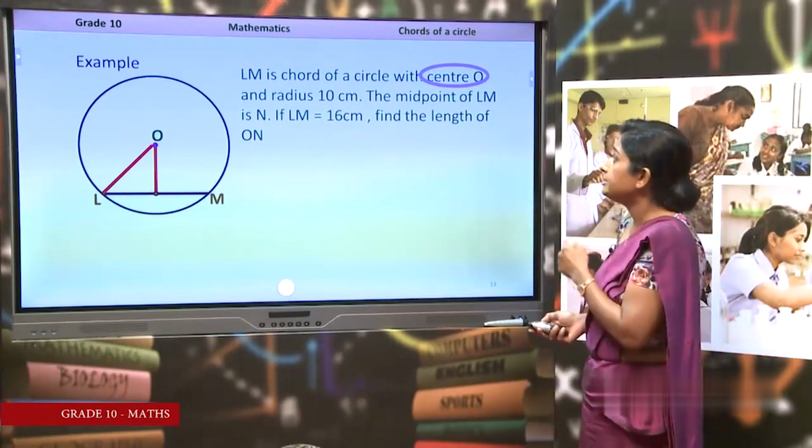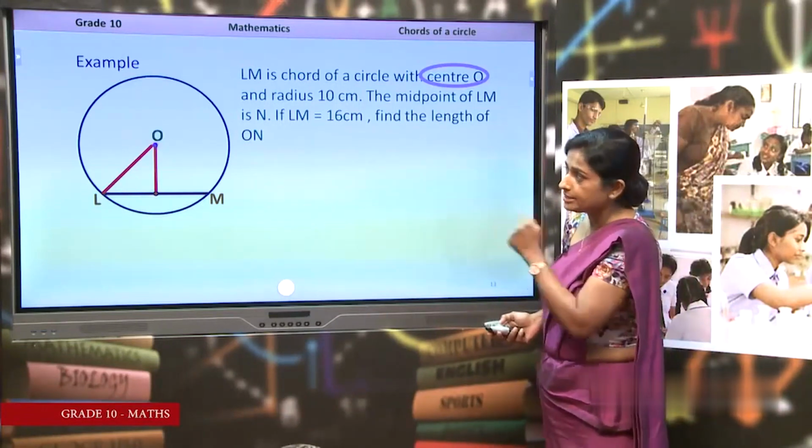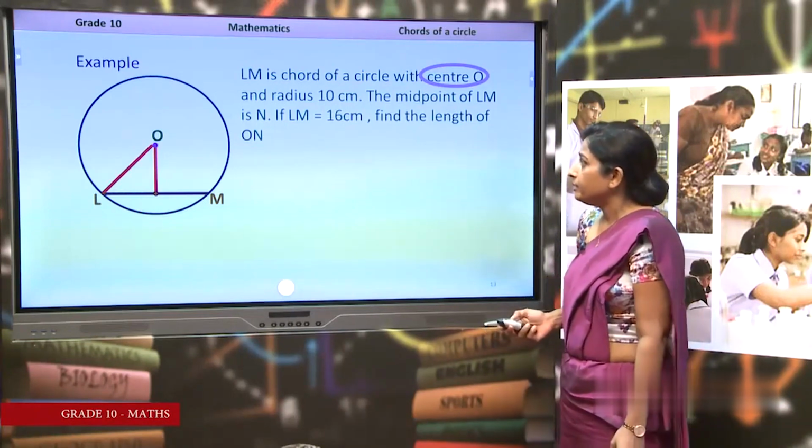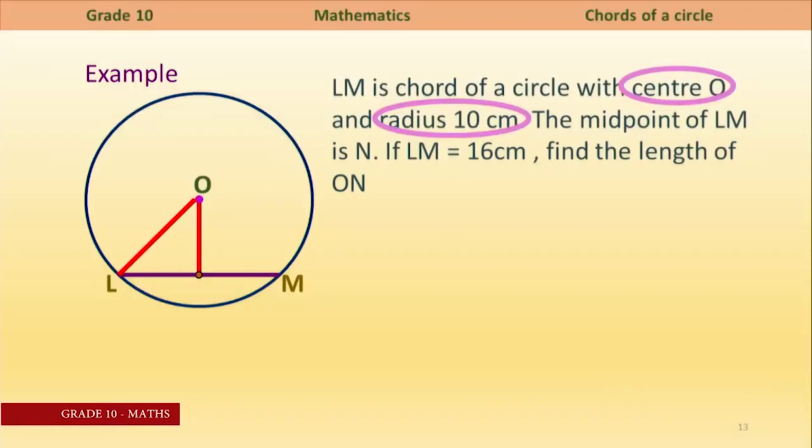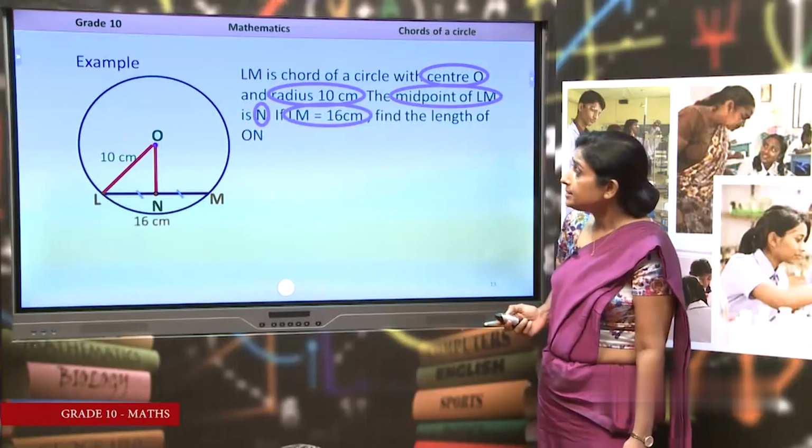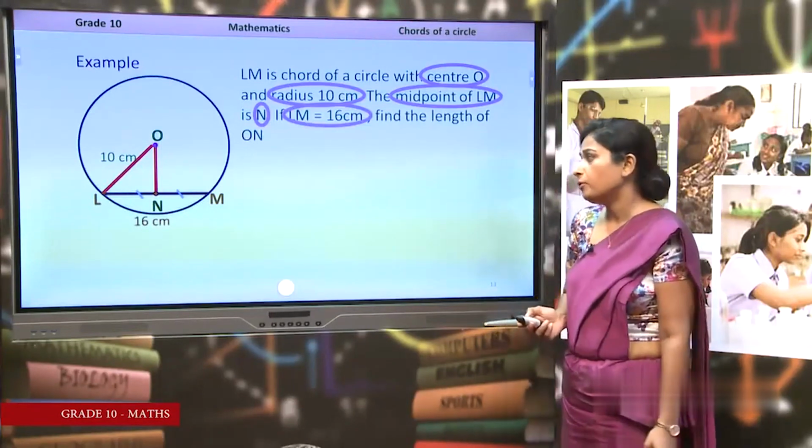Here I have highlighted the center. The center is O, you can see it in the diagram. The radius is 10 cm. I will mark it in my diagram. Here 10 cm, that's LO. And the midpoint of LM is N. Here I have to mark that. I have marked N because the point N separates the line LM into two equal parts. And LM is 16 cm. So we have to find the length of ON.